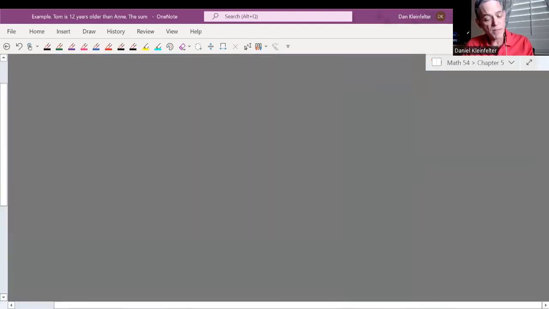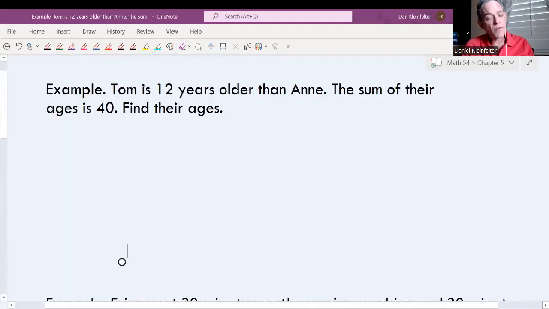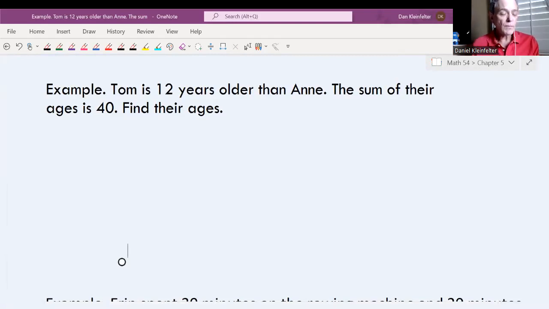Here it says Tom is 12 years older than Anne. The sum of their ages is 40, and we want to find their ages. So take a minute, pause the video, try to set this up yourself. I'm going to be using T for Tom and A for Anne for the variables. So pause the video, see how you do when you restart it. Okay. All right. So T is Tom's age, A is Anne's age.